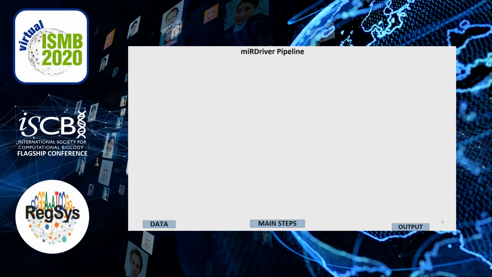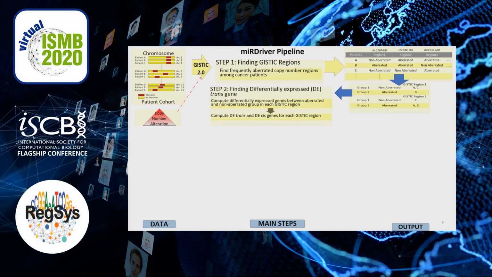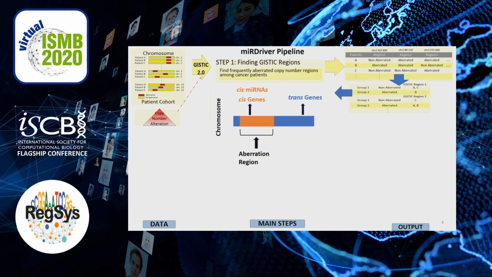In step 1, we found frequently aberrated CNA regions among cancer patients using a popular tool, GISTIC 2.0. We call these regions GISTIC regions. In each GISTIC region, we have 2 groups of patients, frequently aberrated and frequently non-aberrated. And we perform differential analysis using ADAR tool to infer differentially expressed genes among these 2 groups. We further considered these differentially expressed genes, that is DE genes, to be trans genes that reside outside a GISTIC region and cis genes that reside inside a GISTIC region.